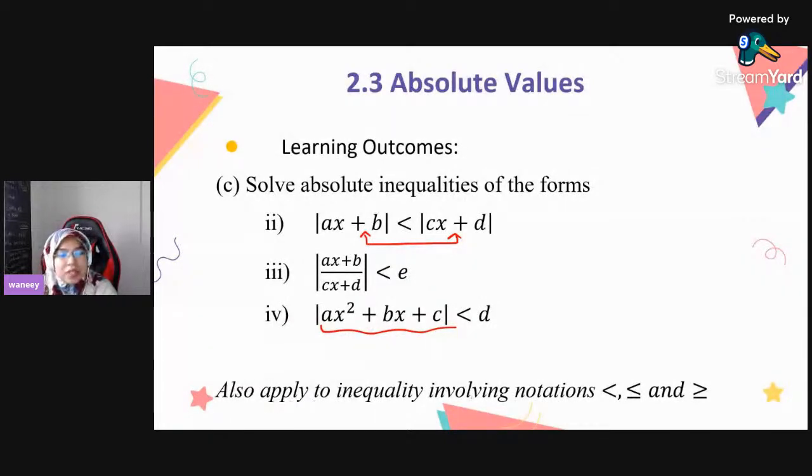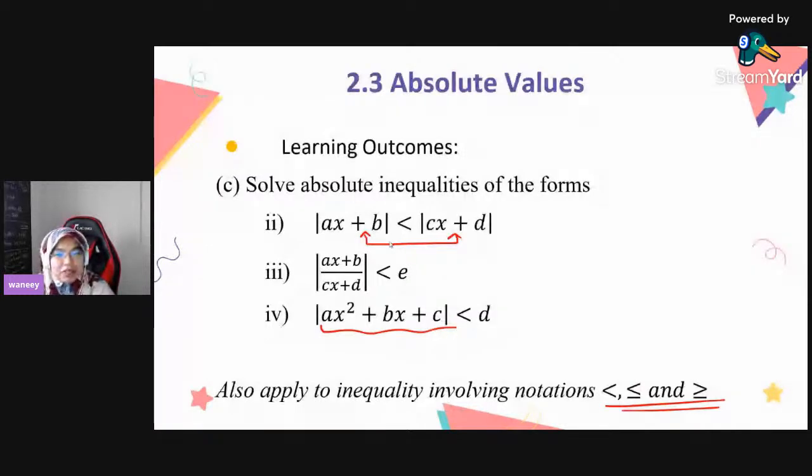Okay, so basically we can also apply this to inequality involving other inequality as well. So for example, less than or equal, greater than or equal. So tak semestinya kita akan buat yang less than sajalah. Mungkin ada yang greater than equal.